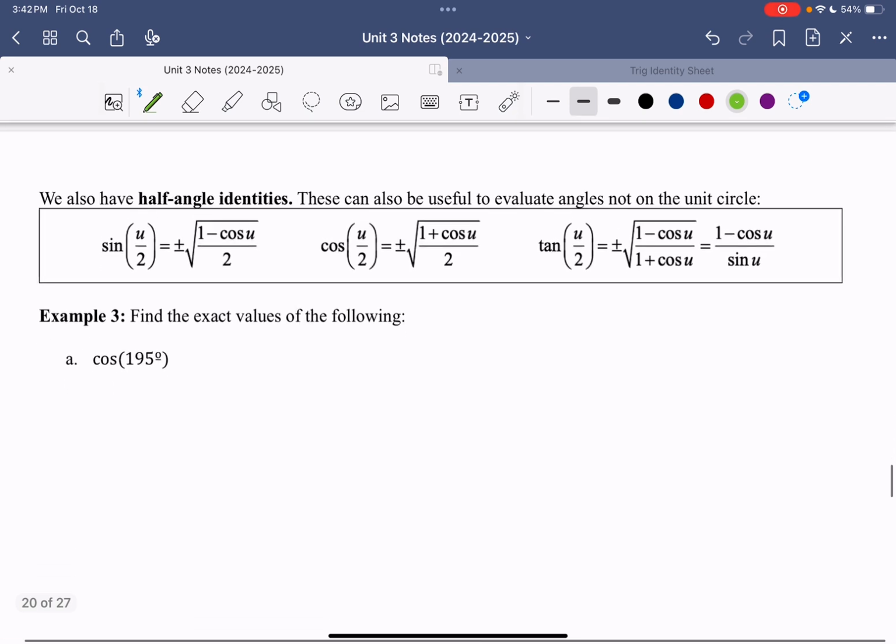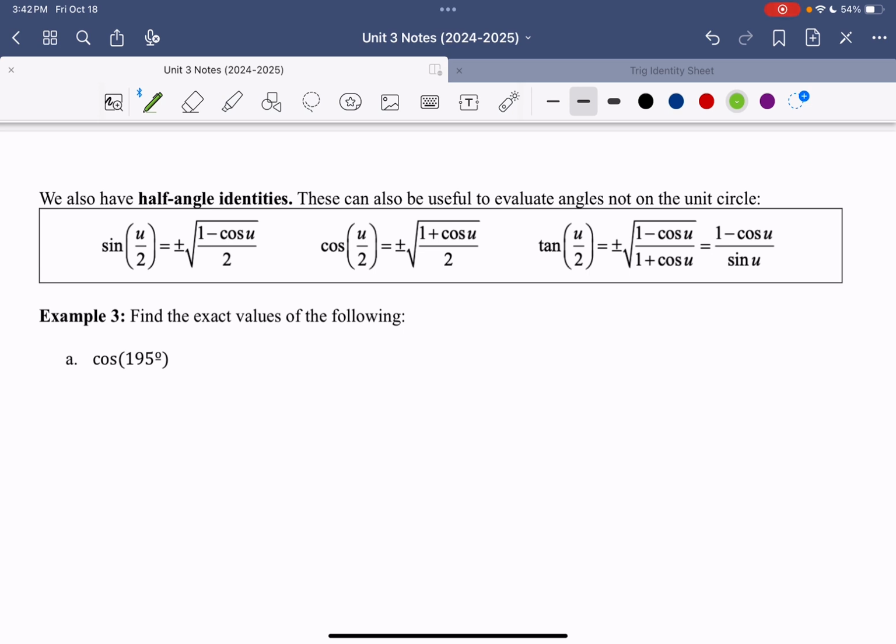One more. Okay, so we've talked about the double angle identities. We also have our half angle identities, okay? And so these are really useful to be able to evaluate angles that are not on the unit circle. Just like the sum and the difference identities kind of gave us a way to use unit circle values to evaluate trig functions at non-unit circle values, same thing goes with the half angle identities.